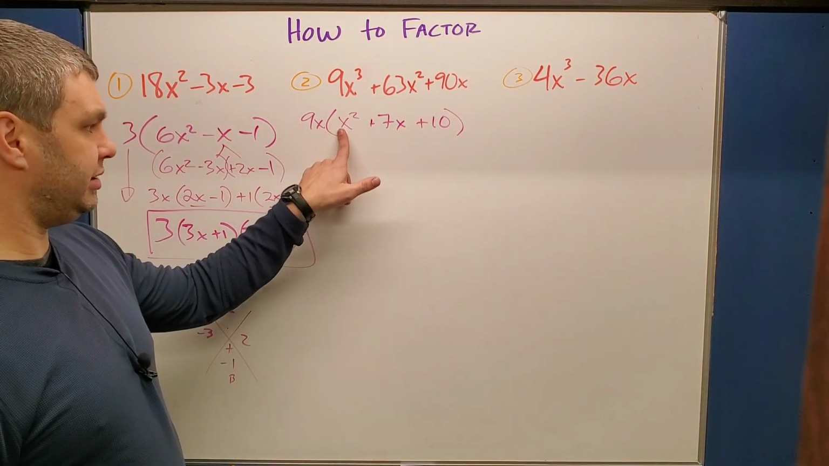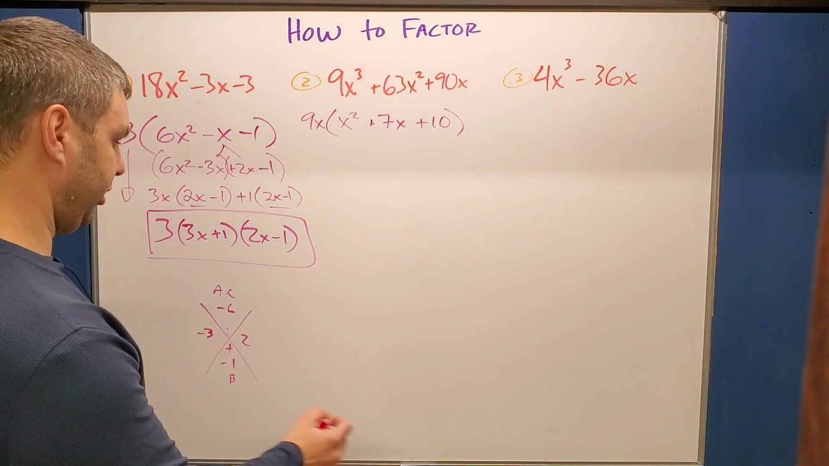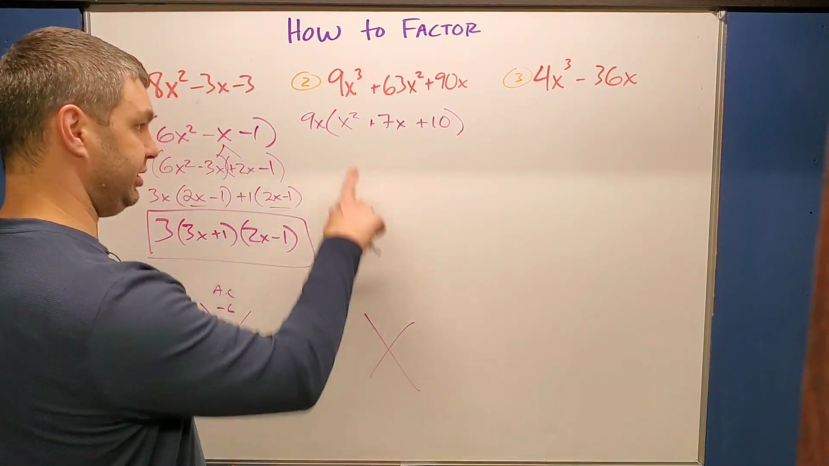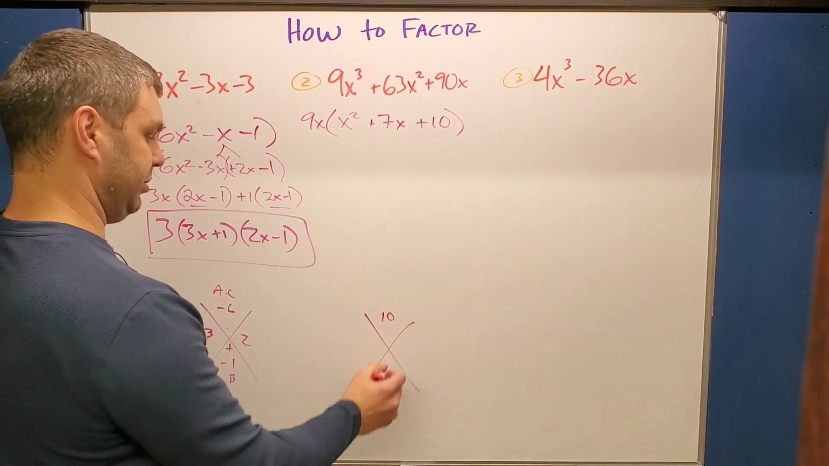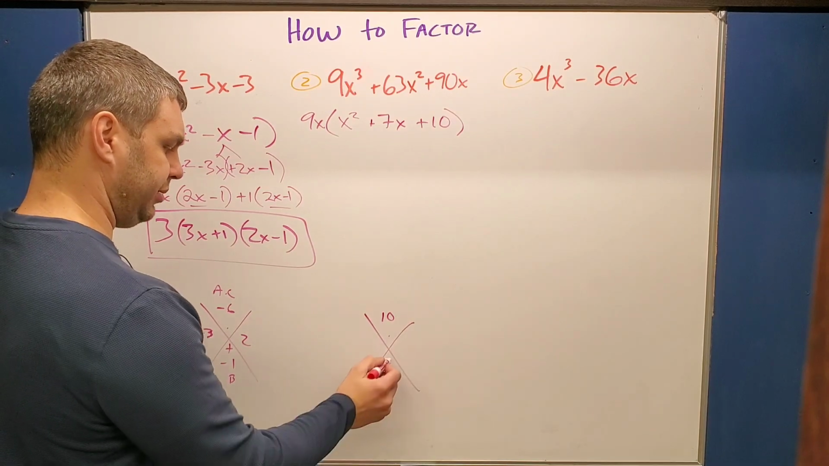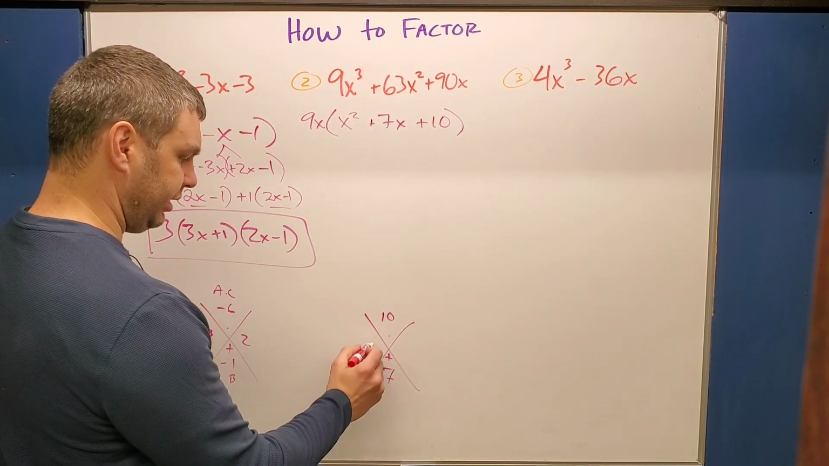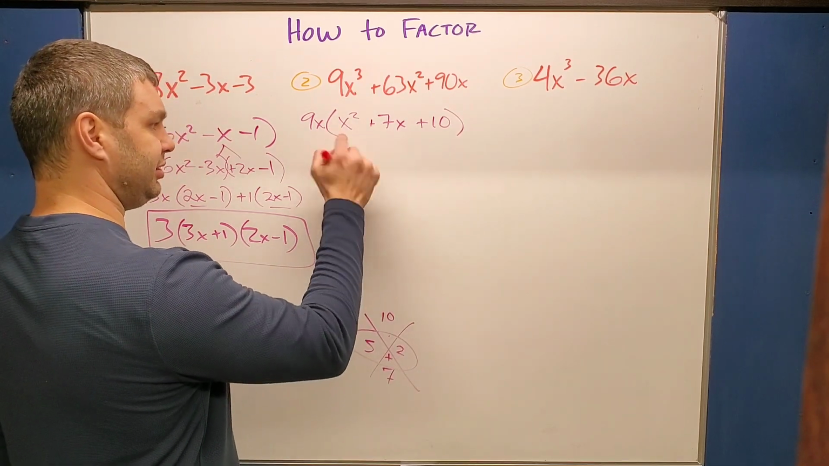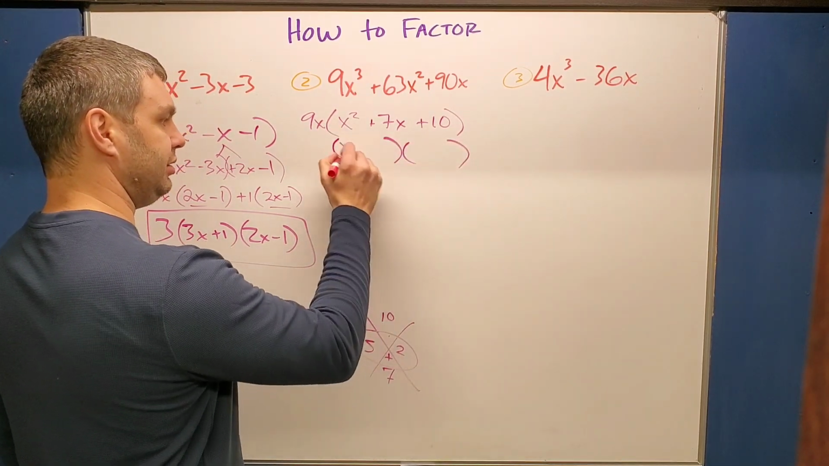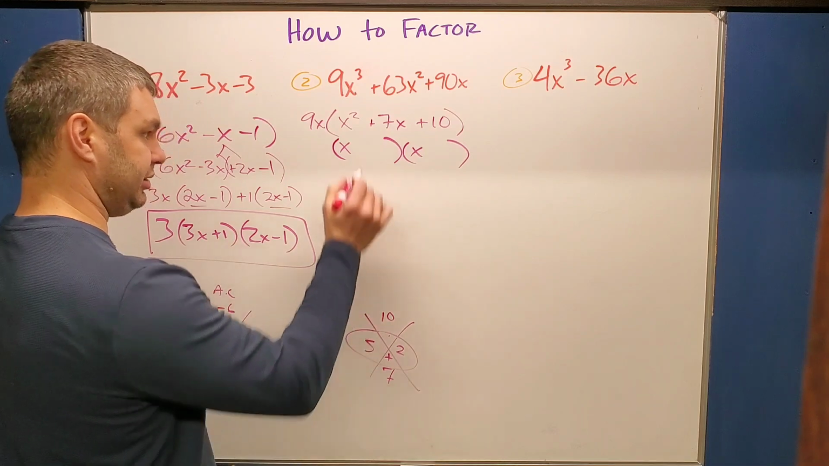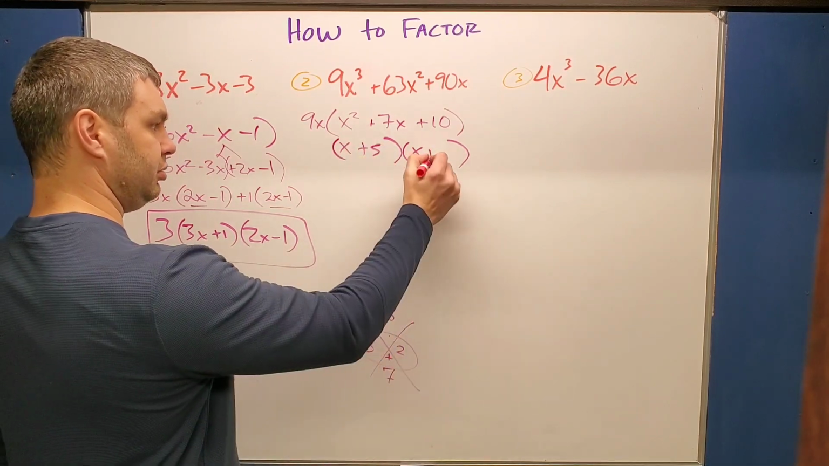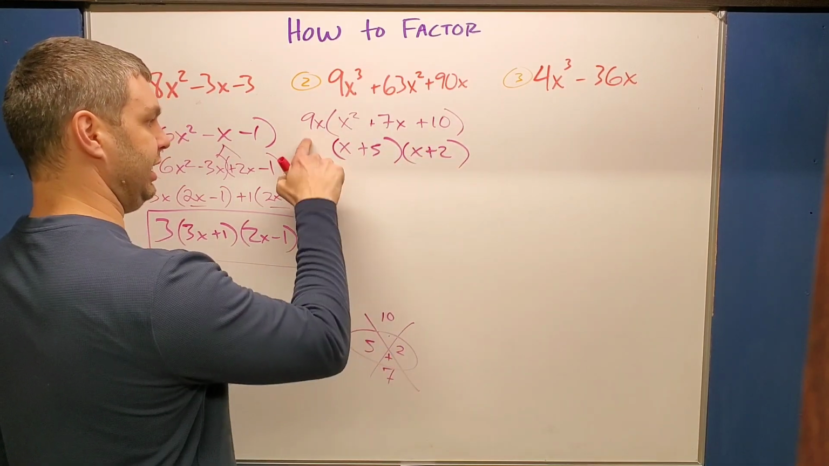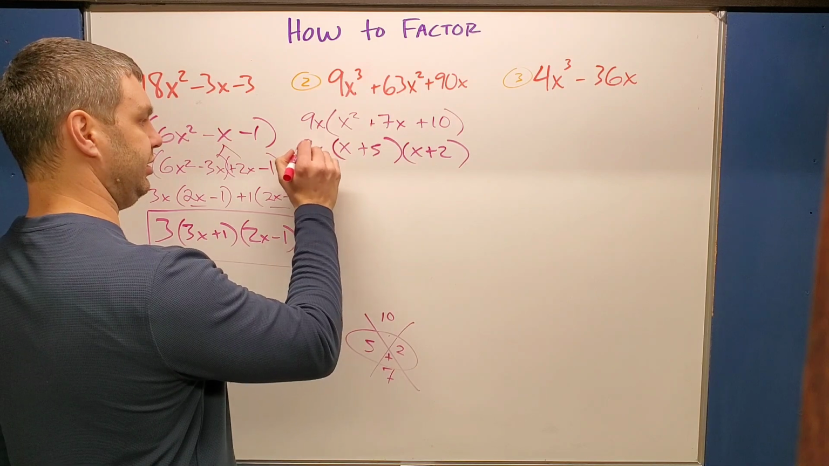All right, this is one that starts with a 1, so we're going to do our same graphic organizer thing. A times c is going to be 10, and my b term is 7. What two numbers multiply to be 10 and add to be 7? I know 5 and 2. And then because this is a 1, I can just plop those numbers in. As long as I put x's in front, I can say plus 5, plus 2, and then don't forget your 9x in front.